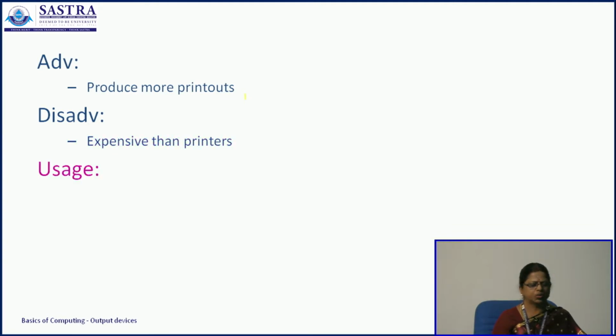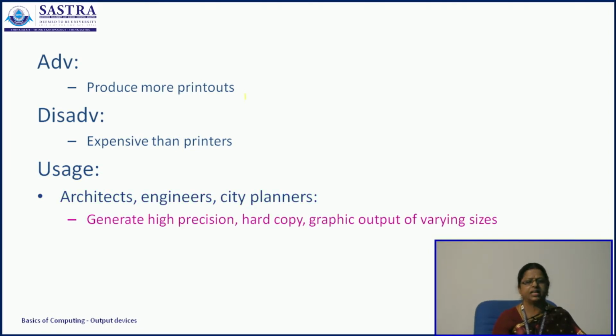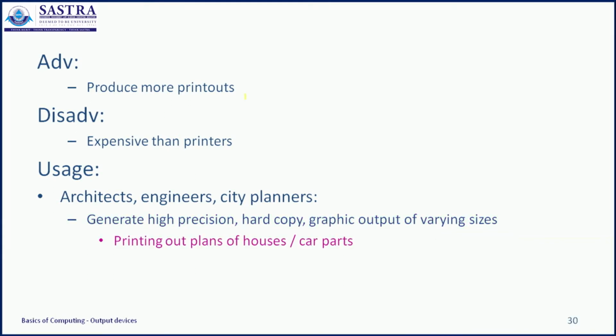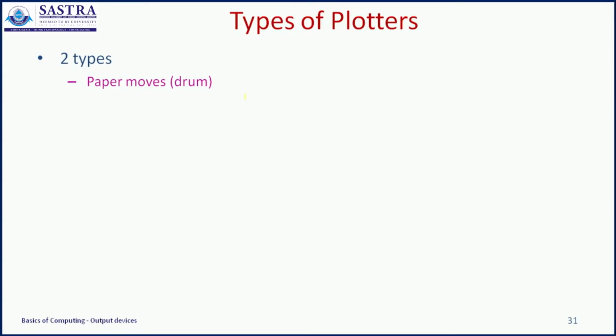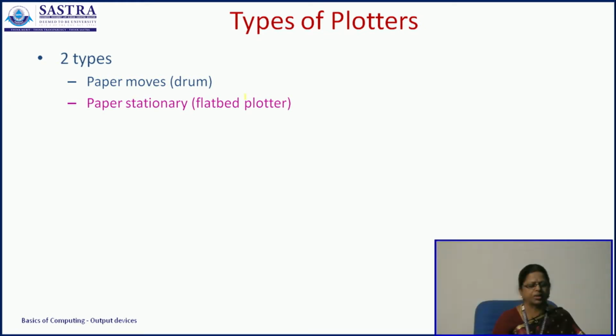Where is it used? As I told earlier, it is used by architects, engineers and city planners to generate high precision hard copy graphic output of varying sizes, just as you use it to print out plans of a house or car parts. It is also used with AutoCAD to get graphic outputs. There are 2 types of plotters available. In the first type, the paper moves, whereas in the second type, the paper is stationary.